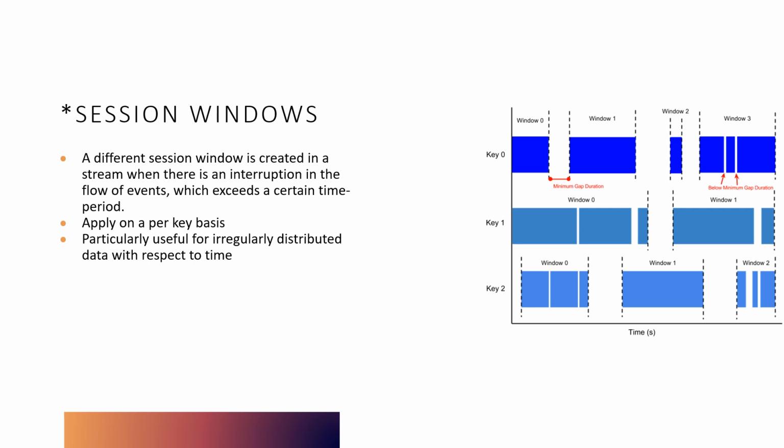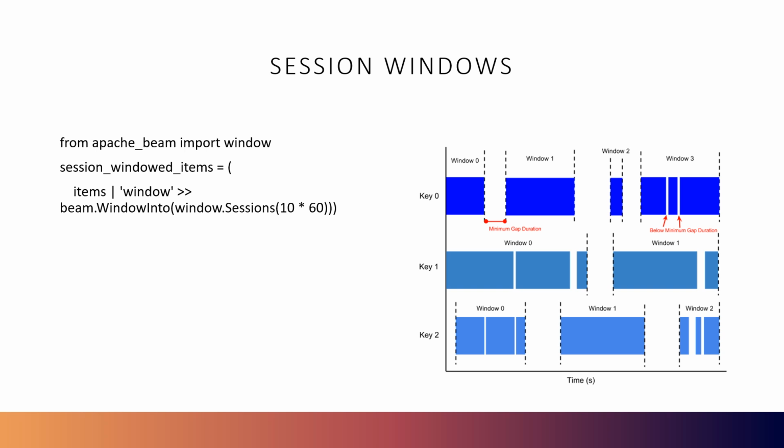Okay, the next window type that we have is called session windows. A different session window is created in a stream when there is an interruption in the flow of events which exceeds a certain time period. Now you're going to apply this on a per key basis, and this is particularly useful for irregularly distributed data with respect to time. And over here on the right, we have a breakdown of what that would look like. The following example code shows how to apply window to divide a PCollection into session windows, where each session must be separated by a time gap of at least 10 minutes. Note that the sessions are per key. Each key in the collection will have its own session groupings depending on the data distribution.